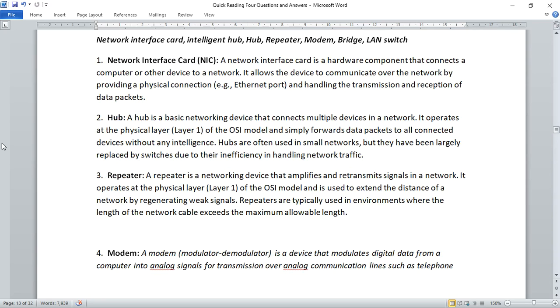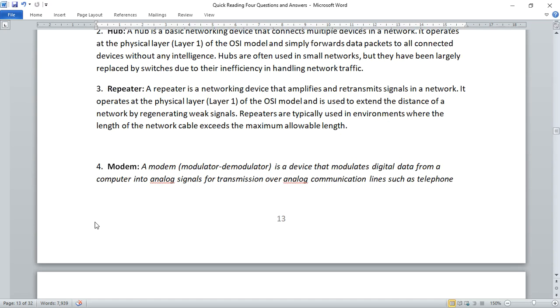Then we have the hub. The hub is a multi-port device. For instance, in your computer lab, computers are connected using cables. These cables connect to each other through a gadget called a hub, a multi-port device. Then we have a repeater. We had seen what a repeater is. Then we have a modem.